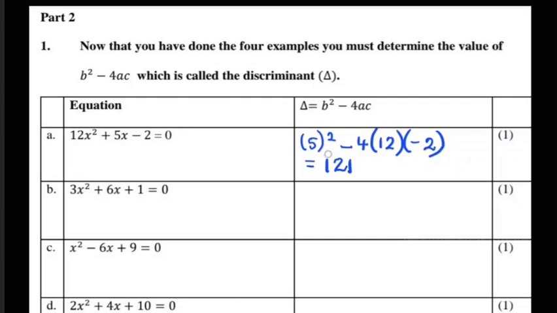So here's A. We have b squared, b is positive 5, minus 4 times a, a is 12, c is negative 2. And when we simplify, it gives us 121. I'm going to go ahead and do B. For B, I've got b as 6, a as 3, and c as 1. When I simplify, that gives 24.